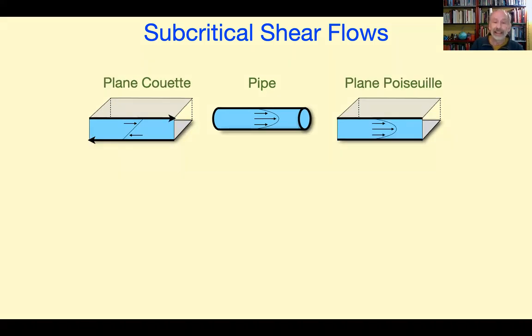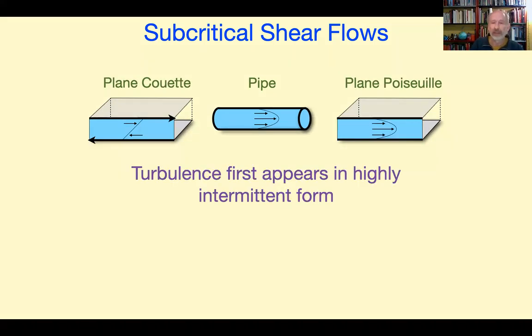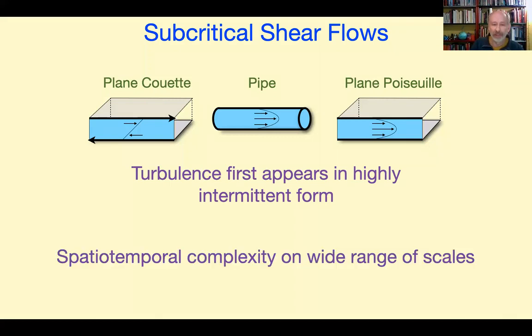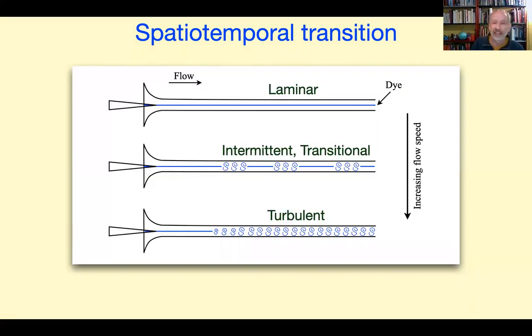And the second is that when turbulence first appears, it appears in a highly intermittent form with spatial temporal complexity on a range of scales, both space and time scales. And this has really been known for a long time, although the importance was not appreciated. These are sketches of mine, but they're based on observations of Reynolds from the 19th century.